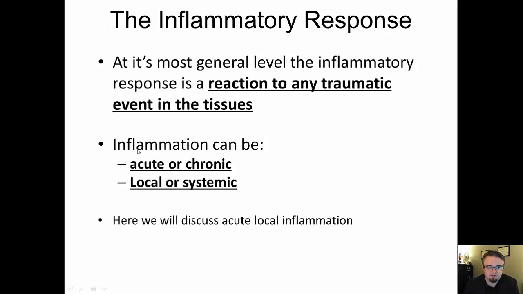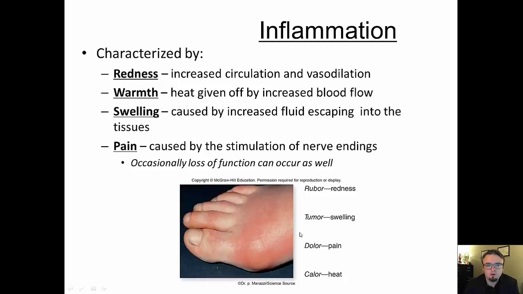So a chronic inflammation is really quite different from acute inflammation, much less obvious. Systemic inflammation is going to take on different characteristics than local inflammation. So rather than try and break down the whole thing, we're going to look at it from an acute local inflammation standpoint. So in that sense, inflammation often is more specifically characterized by redness, warmth, swelling, and pain.